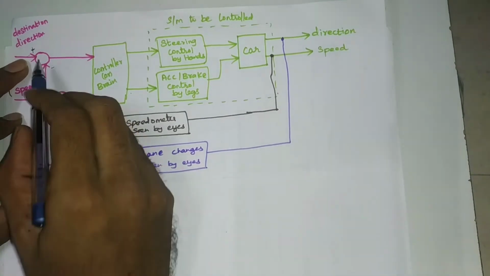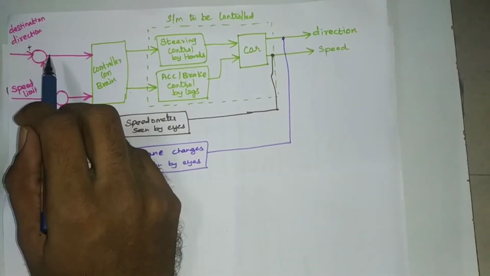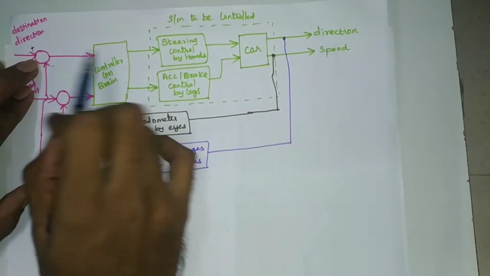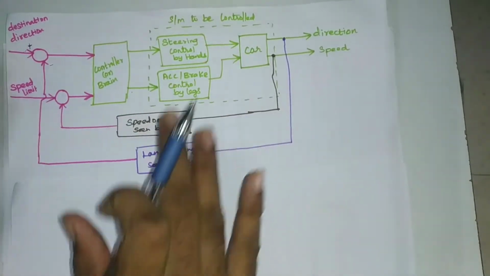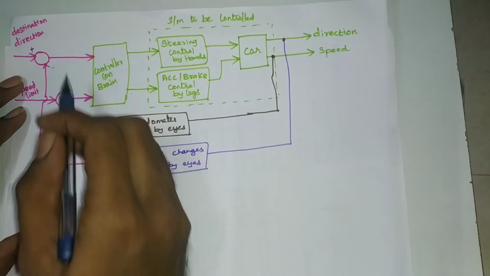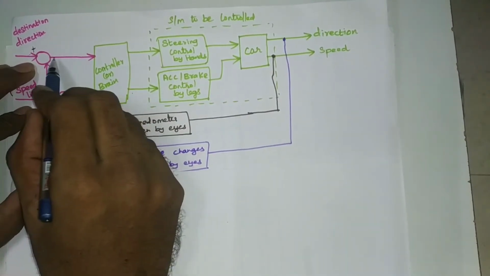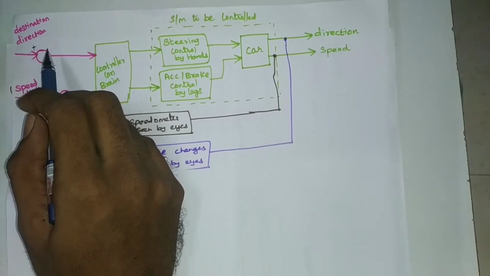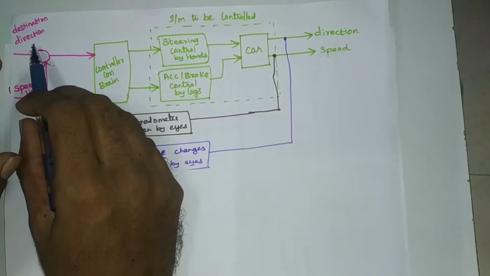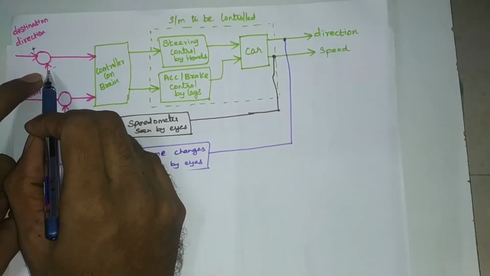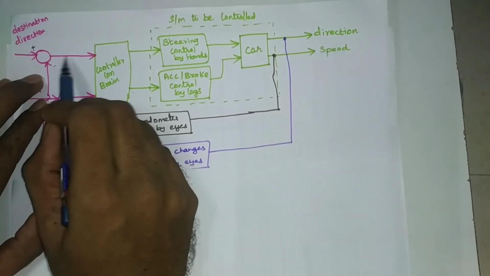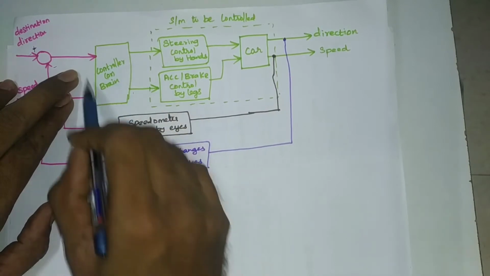By the way, this comparator is present inside our brain only. The comparator as well as the brain are the same hardware part in our human being. The comparator is measuring the error signal. Several kilometers towards north we need to travel, but now we are going several kilometers towards another direction. So the error signal is given to our brain.